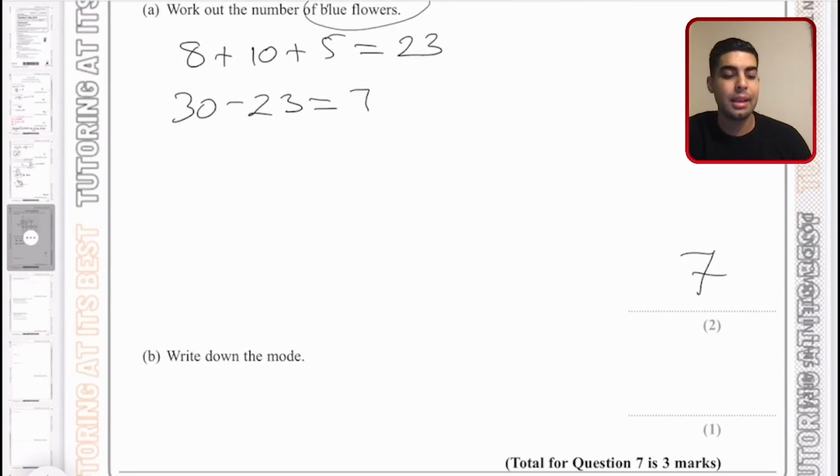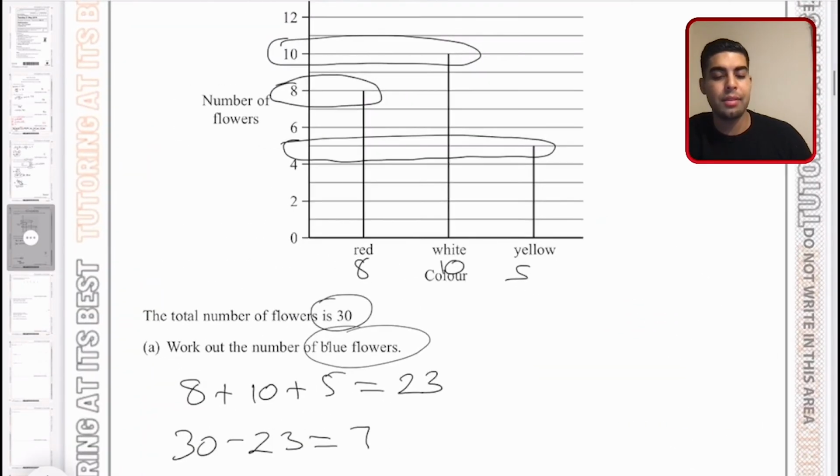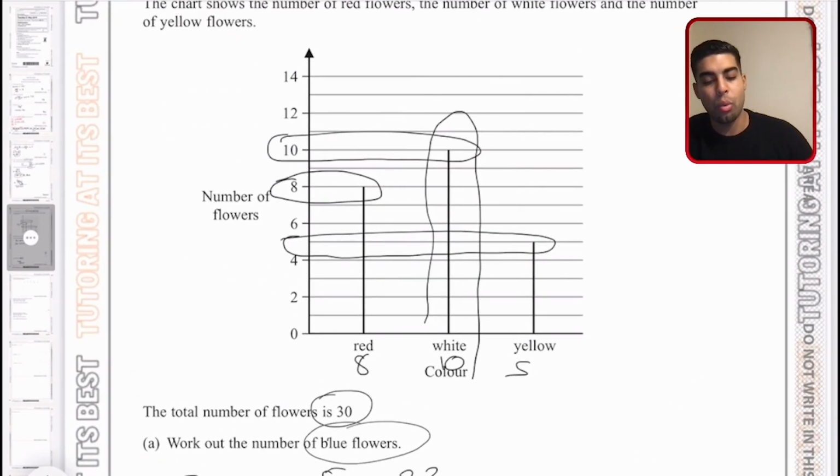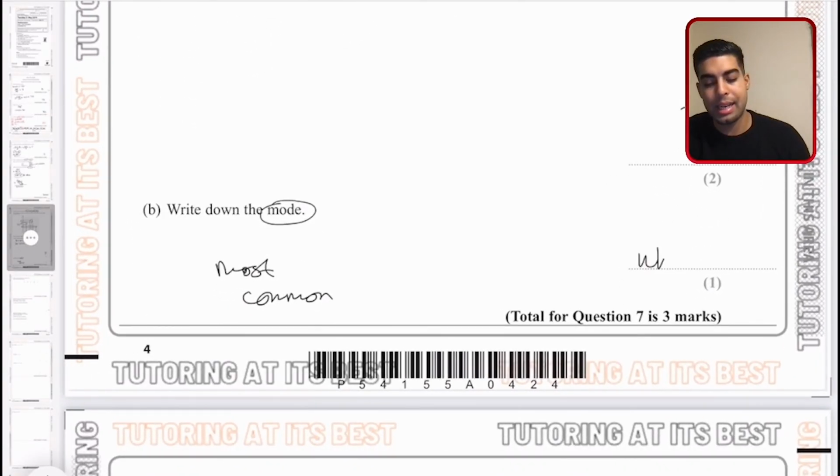And then part B asks us to write down the mode. And the mode is the most common. And we know from looking at our chart above, the most common is our white flowers. So that is what our answer will be, since that is the most popular flower.